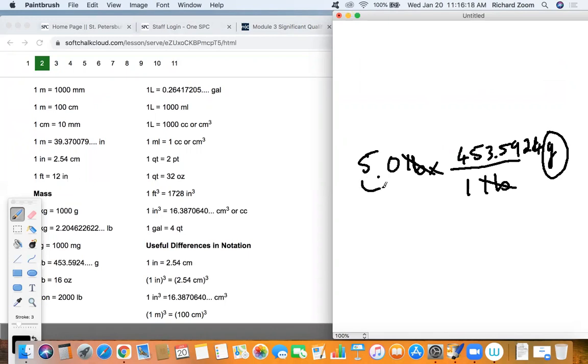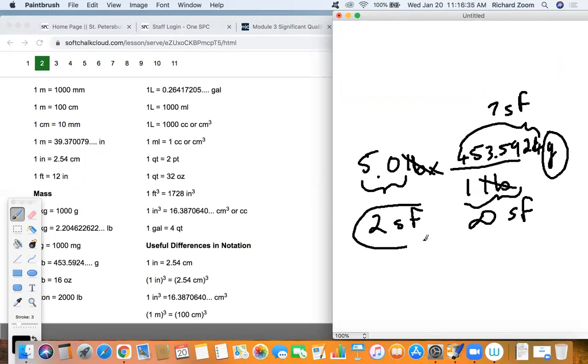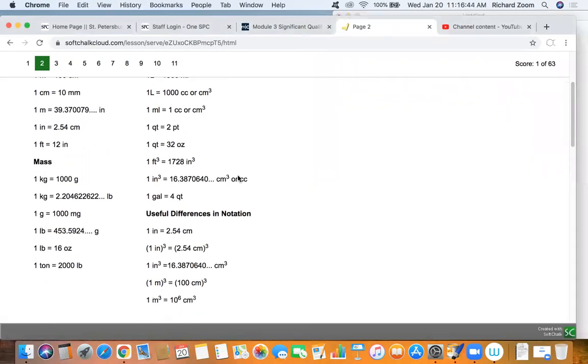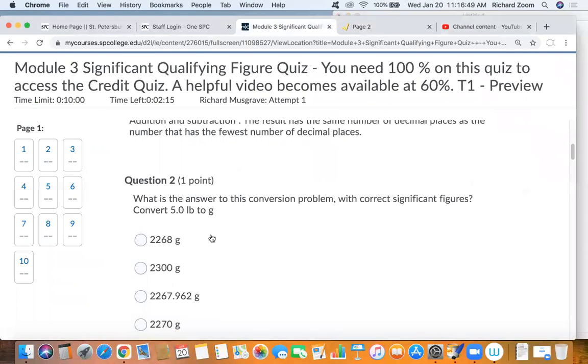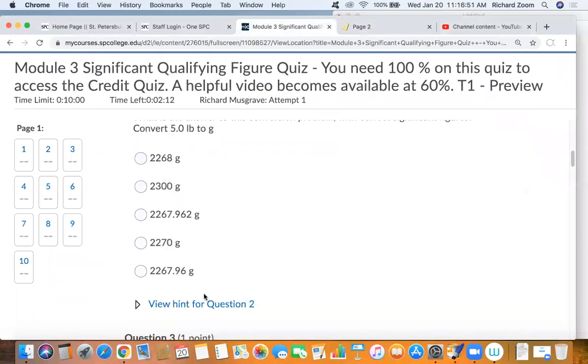Now, the idea is that we look at this and we see that that has 2 significant figures. We look at this, we see it has 7 significant figures. And the 1 here, because it's a counting number, has infinite significant figures. So the answer is going to have the fewest number of significant figures, which in this case will be 2. So you'd plug this into your calculator, and then you want to come up with an answer that only has 2 significant figures at the end. So that's going to influence what you're going to see there.